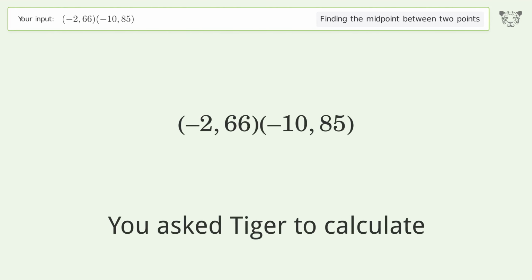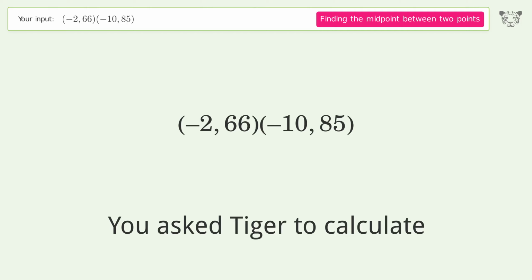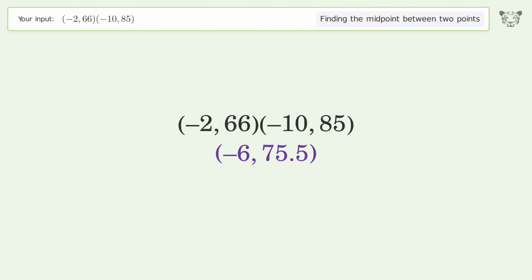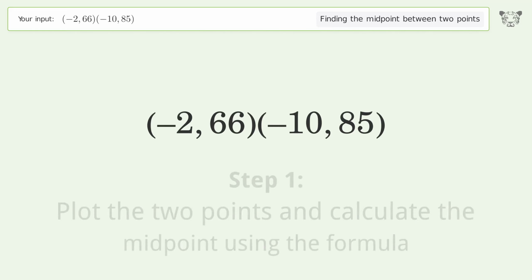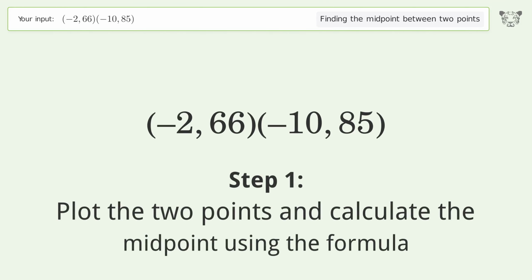You ask Tiger to calculate. This deals with finding the midpoint between 2 points. The midpoint between the 2 points is -6, 75.5. Let's solve it step by step. Plot the 2 points and calculate the midpoint using the formula.